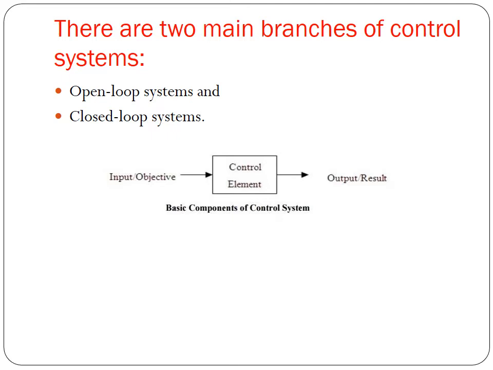There are two main branches of control systems. That is, one, the open loop system and two, the closed loop control system. Below shows a block diagram that represents the components of a general control system. That is, it consists of the input, which is also referred to as the objective. Then it has the control element, and finally the output or the result.